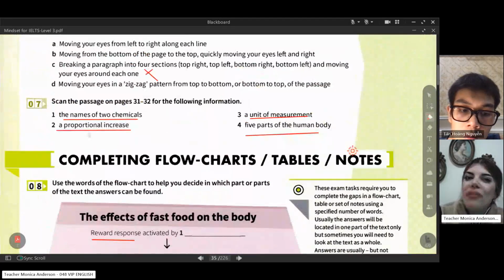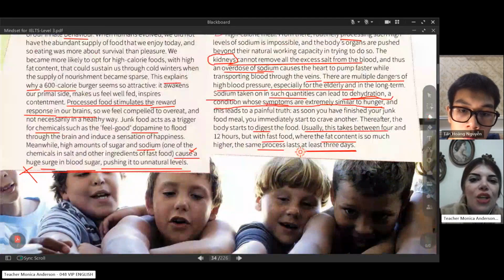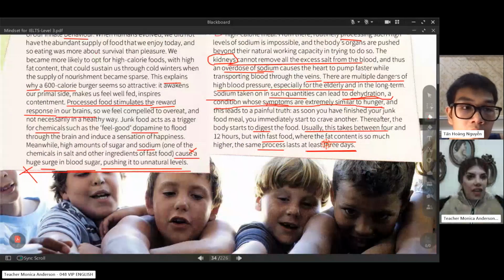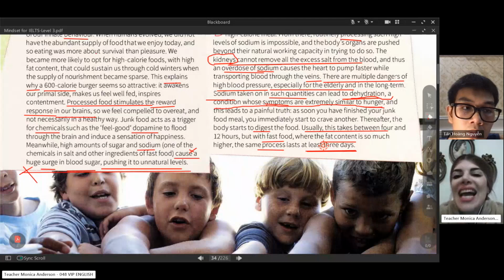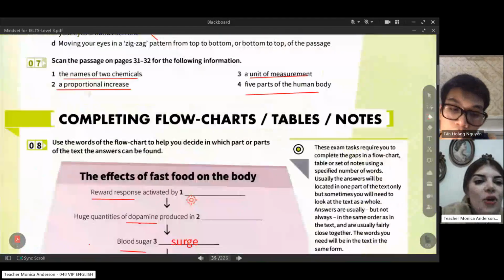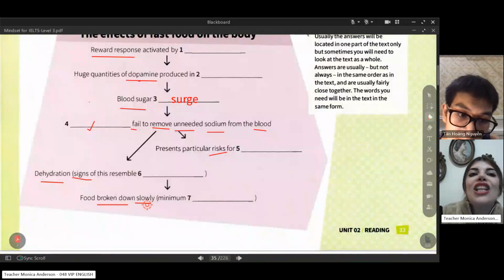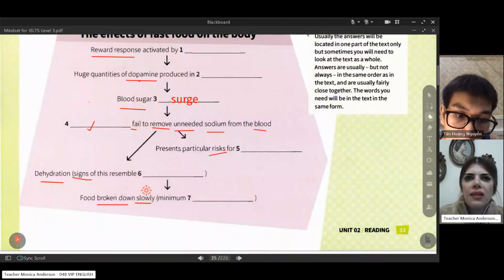What type of food slowly breaks down? Fast food, because of the fat content that is too much. So it takes more time to be digested. So we say the same process lasts at least 3 days. So now we need time because we have the word slowly. Slowly what? 3 days.